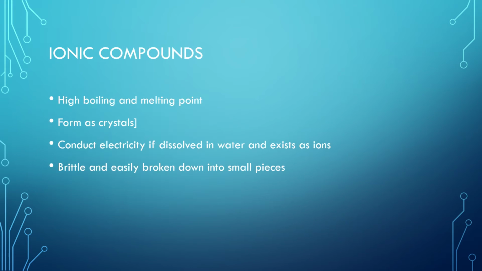Ionic compounds have high boiling and melting points, form as crystals, and conduct electricity if dissolved in water and existing as ions. Lastly, they are brittle and easily broken down into small pieces.